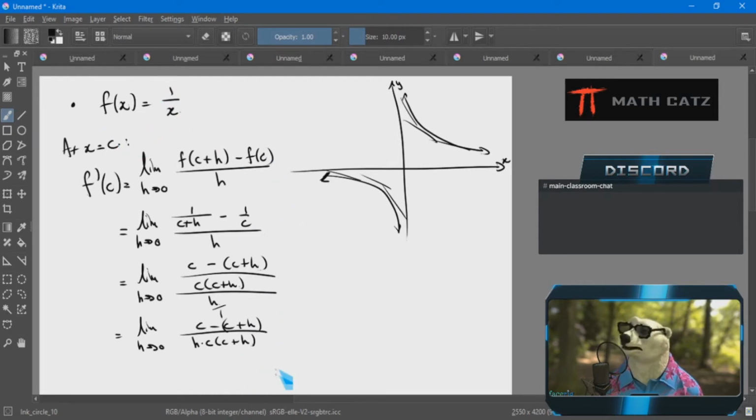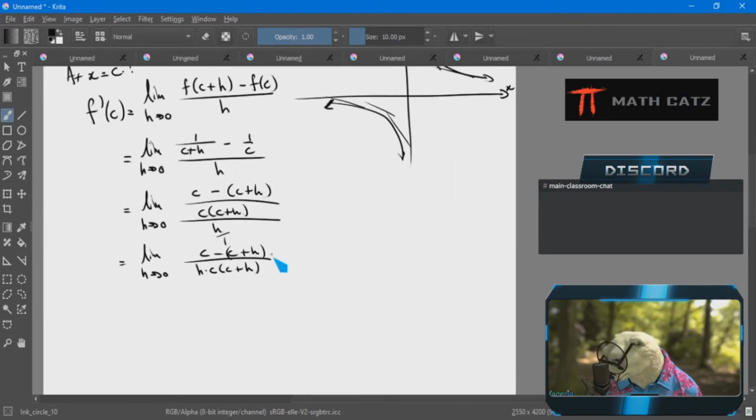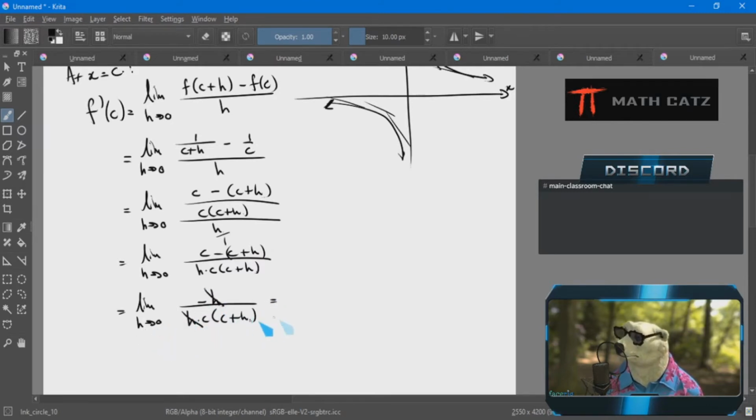And this limit definition procedure is just annoying. Imagine for even slightly more difficult functions. This is not something I want to do very often. c minus c, and then I have a negative h. And I still have an h at the bottom and a c plus h. So the h's cancel, which gets rid of my problem, dividing by 0. But let's just see it anyway.